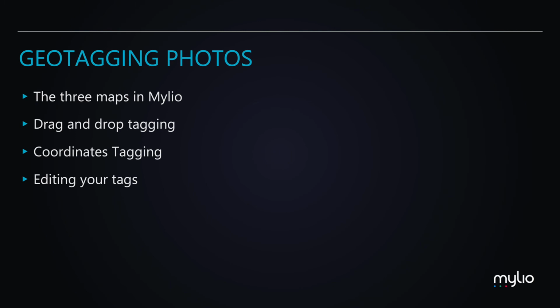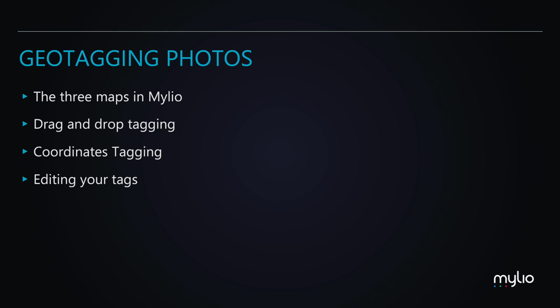So we've covered the three maps in Mylio: the big map, the mini map, and then the places map, which is the information panel. We covered drag and drop tagging, where you just drag your photos from a regular view into the map or the details panel. We covered coordinates tagging, which you do by copying and pasting coordinates into one or more photos. And the coordinates can come from anywhere, right? You can go into Google Maps on a browser and find the coordinates of a location because you know where that photo was taken, and then copy and paste those locations to the photo. So you can edit the photo metadata that way.